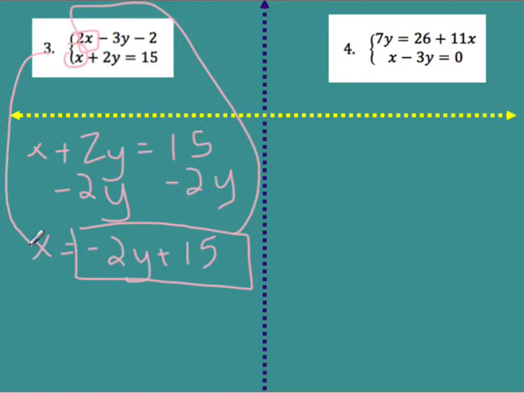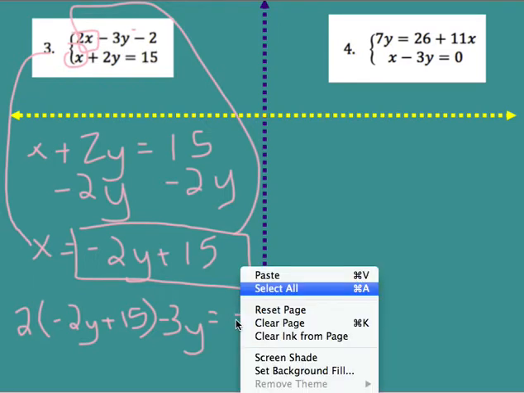So when you substitute it back in, you need to make sure that you are substituting it back into the same equation. So let's go ahead and take that x out. I'm taking x out completely and I'm putting negative 2y plus 15 in instead. And this should actually be an equal sign there for you. And that's minus 3y is equal to 2.